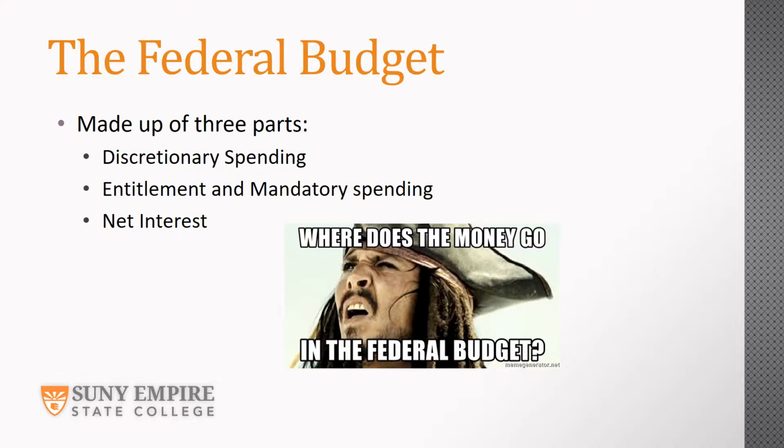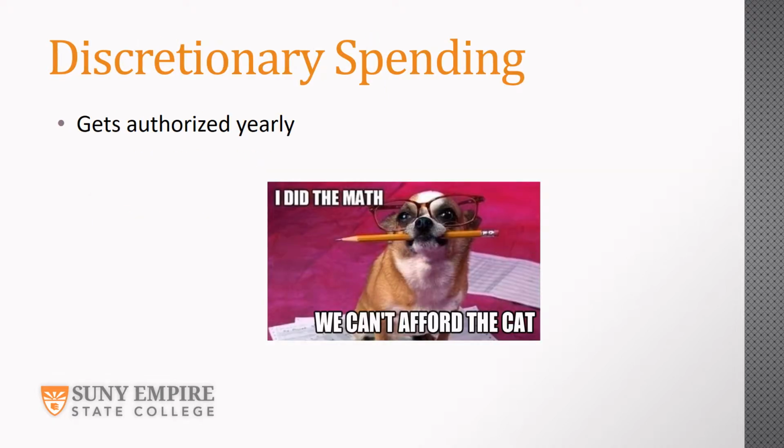In the previous resource, we discussed the idea of fiscal policy, in which the federal government set their spending levels and tax policy. The actual document that sets down the fiscal policy is the federal budget. This is comprised of three parts: discretionary spending, entitlement and mandatory spending, and net interest. Discretionary spending gets authorized yearly. When the government struggles to create a balanced budget on time, it is due to disagreements on discretionary spending.